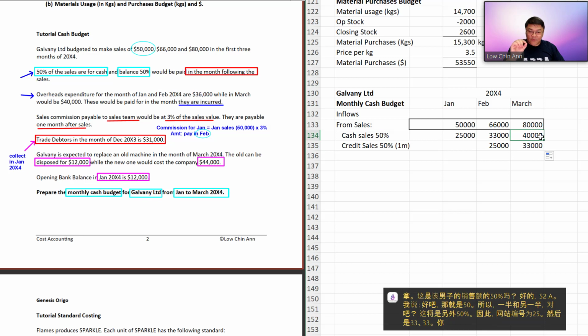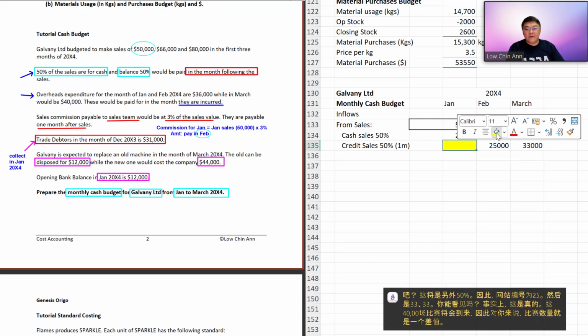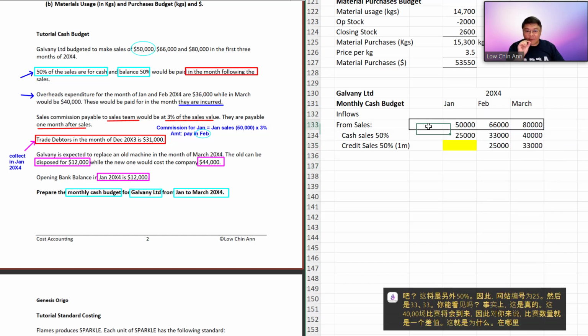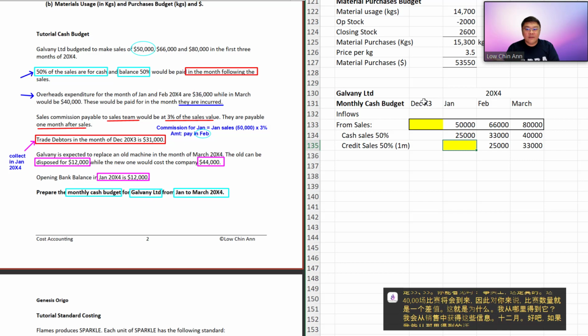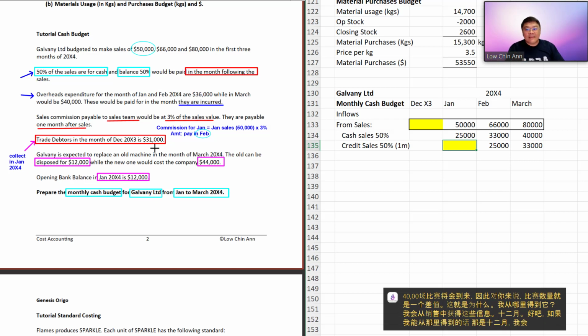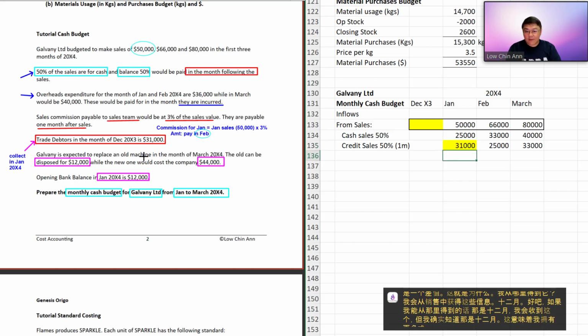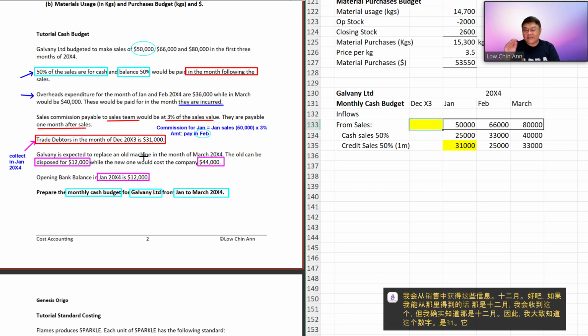So actually this 40,000, the next month, the 40,000 is what is going to come. So it becomes a debtor for you in the month of March. So where will I get this amount? I will get it from the sales of December. I don't really know the sales of December, but I do know the debtor in December. So I more or less know the figure. It's 31. If this is 31, that means last year December the sales must be 62.